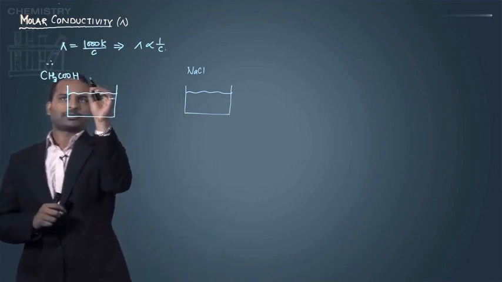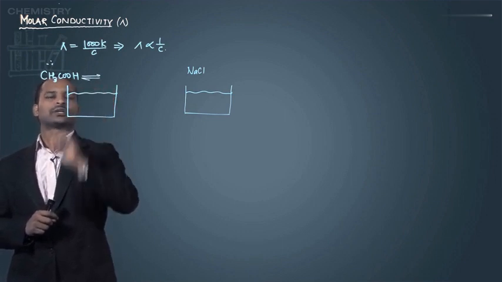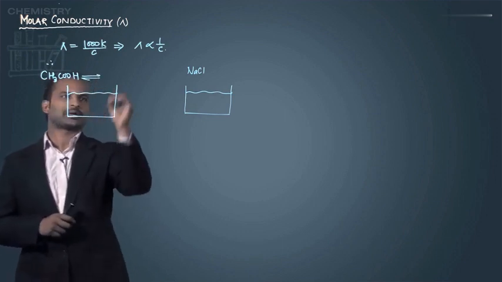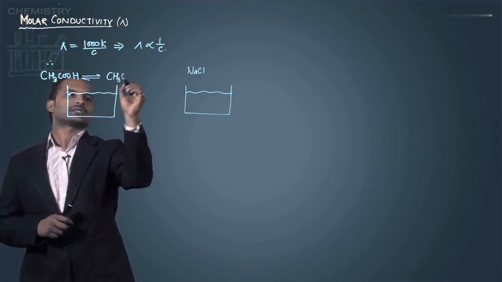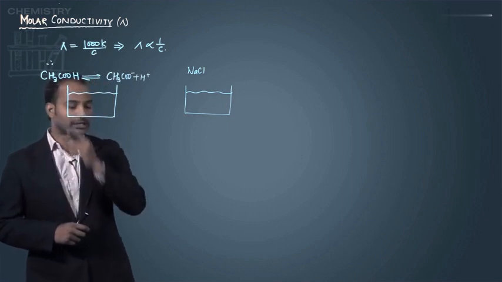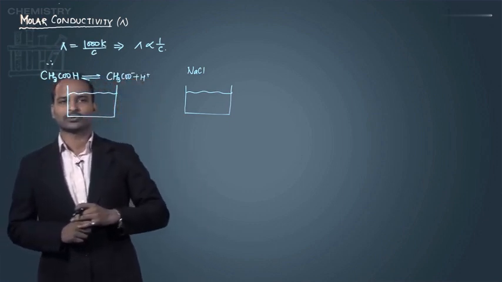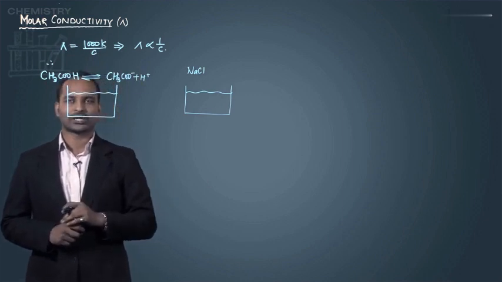Now, when acetic acid is dissolved in water, being a weak electrolyte, it dissociates partially and produces CH3COO minus and H plus. Dissociate partially means, suppose I am adding 100 molecules of acetic acid, then out of 100, hardly 10 molecules get dissociated and 90 remain undissociated.